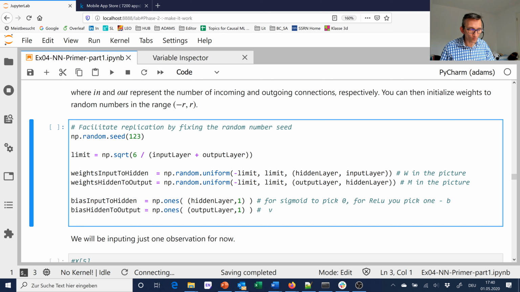And this is the first part where we have to be a bit careful. For the weight matrix input to hidden, that is W, or hidden to output, that is M, we have to ensure that we use the right number of rows and columns, that we select the right dimensionality. And this is why we set up these variables, hidden layer, input layer, and output layer earlier on, which carry these values.